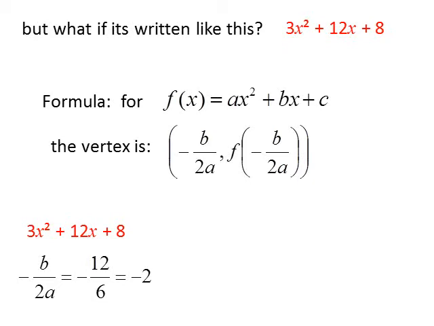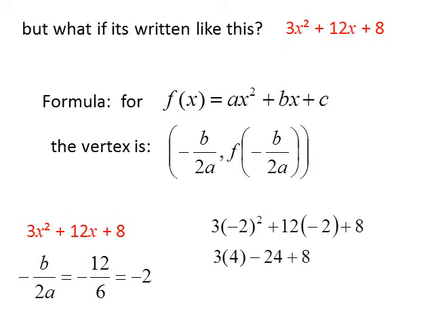To find the y-coordinate for the vertex, I plug that negative 2 back into the function. All I do is replace all the x's with negative 2. When I do that, remembering to do exponents before multiplication, that's going to give me 3 times 4 minus 24, because 12 times negative 2 is negative 24, plus 8. Negative 24 plus 8 gives me negative 16, and 3 times 4 is 12, so I have 12 minus 16, which is negative 4. So the coordinates for the vertex for this particular problem are negative 2 and negative 4.